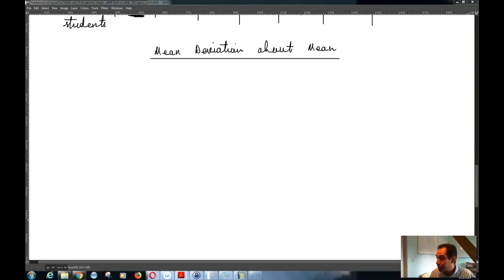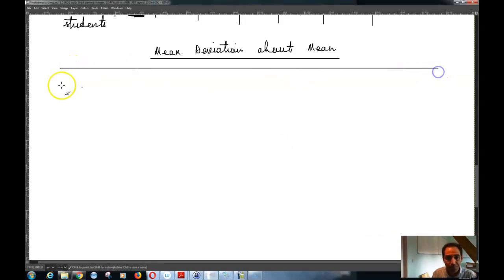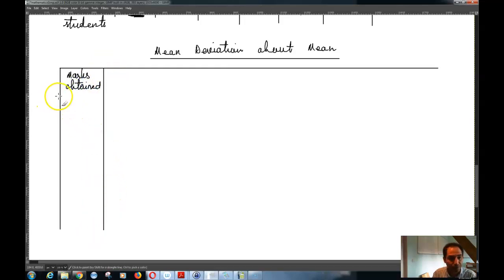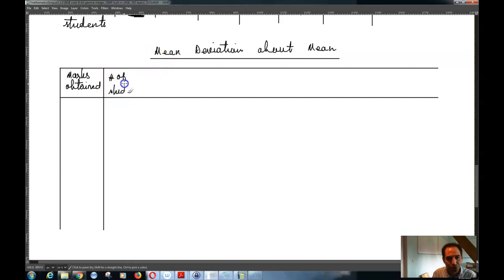So now example number 6 is: find the mean deviation about the mean for the following data. Suppose that you have your marks, let's say this is the marks obtained, and here you have the number of students. So this is basically the frequency related to each class interval. This is called the class interval, and this is the frequency of that class interval.